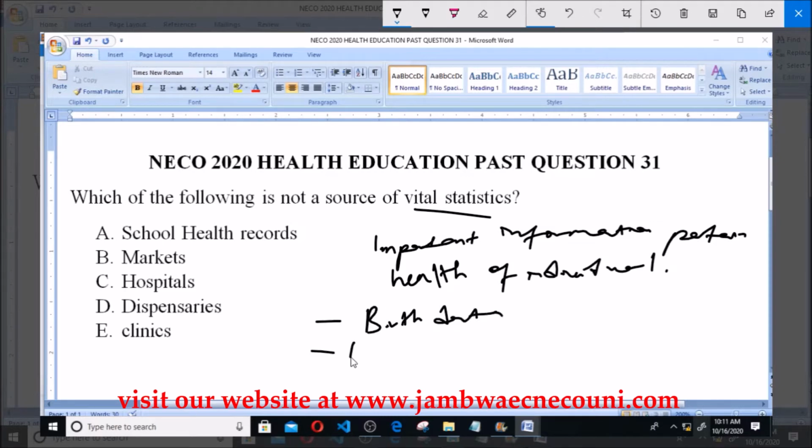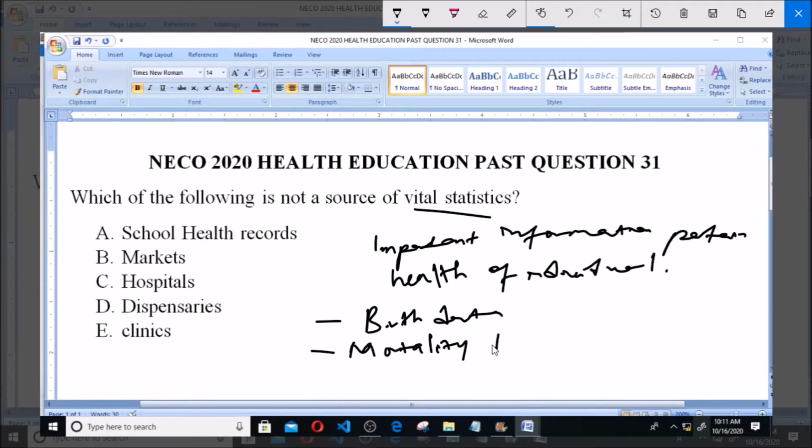We refer to mortality data. We have fetal death data, that is death of young ones. We have linked birth and death data, marriage and divorces. Now, all these are vital statistics. Even national maternal and infant health surveys, all these are vital statistics.